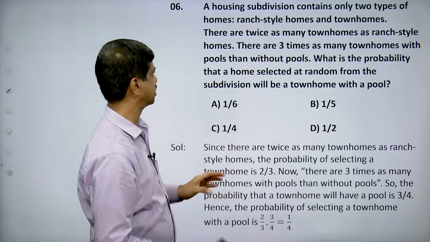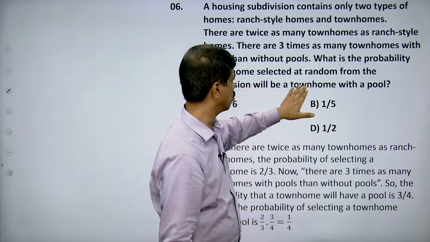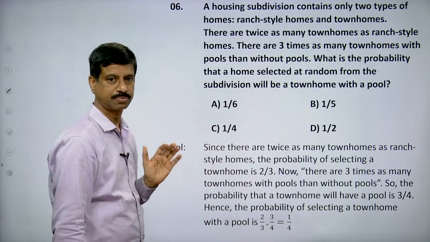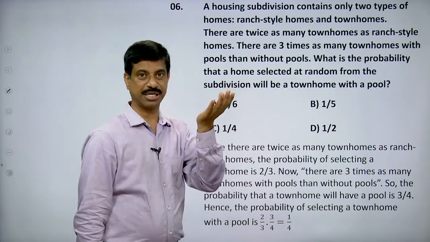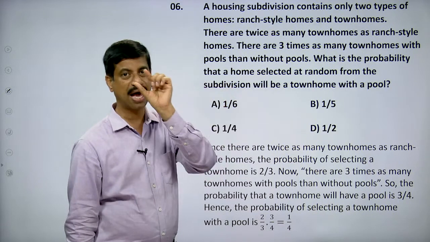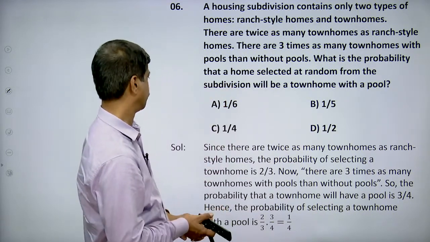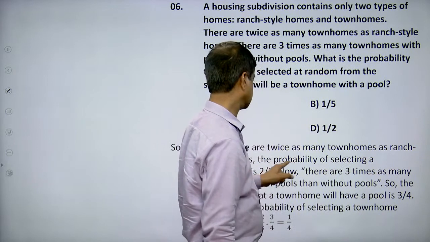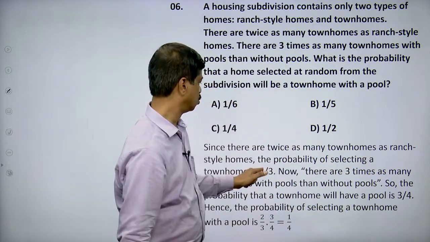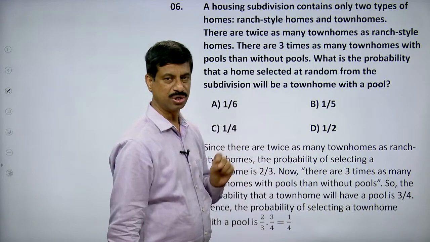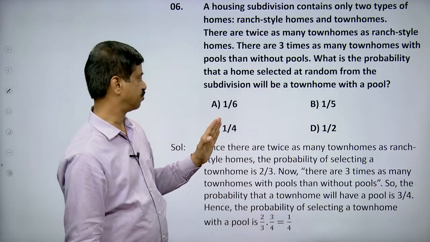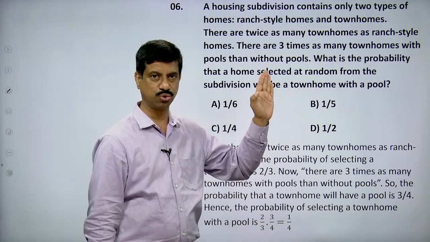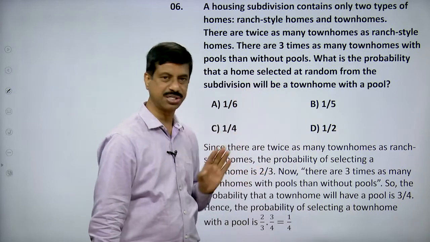So now look at this, children. First thing is town homes should be selected first, and then with pools. Right, children? So, and means what? Multiplication. Home from town and with a pool. Okay, children? So now look at this. Since there are twice as many town homes as ranch homes, the probability of selecting a town home is 2 by 3. Why is it 2 by 3? Because if 2 homes are town home, 1 will be for ranch style. So total houses are 3. So 2 are town, 3 are total. So 2 by 3. Right, children?